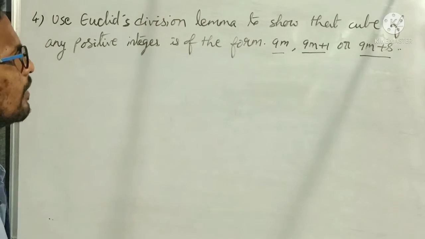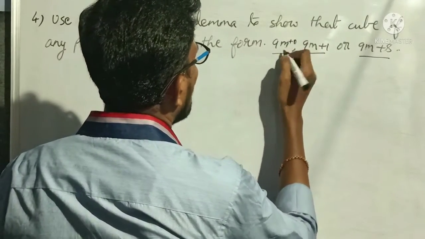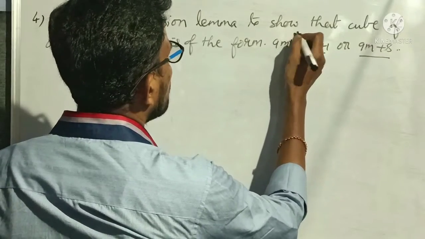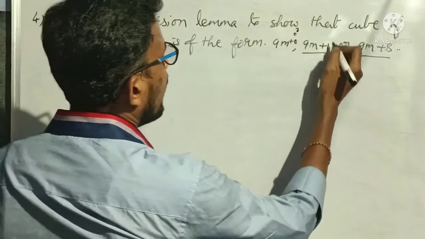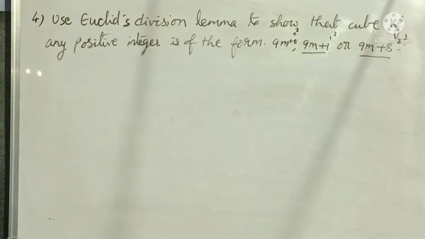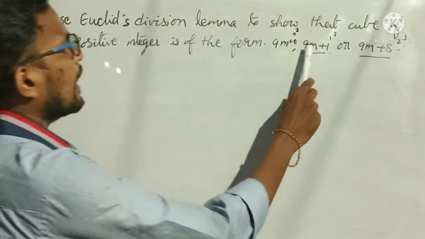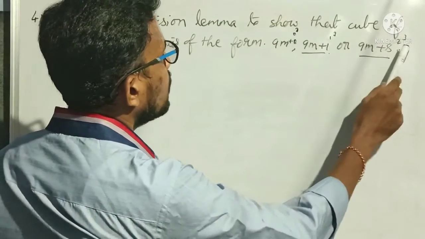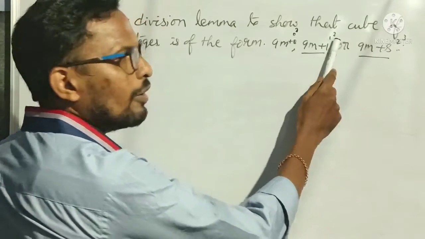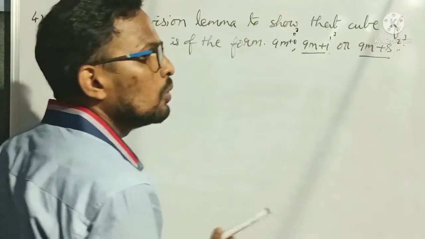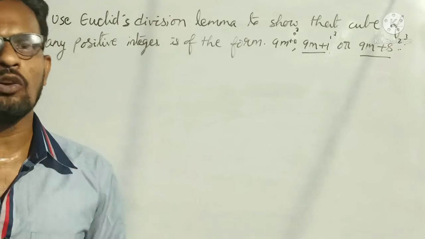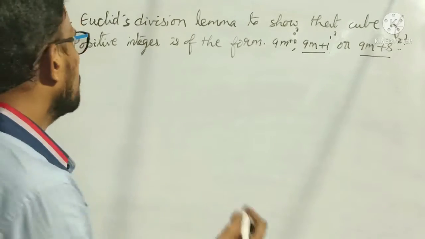So for that sake, we can use some logic here. What is that logic means? See here, 9m can be written as 9m plus 0, which is nothing but 0 cube. 1 is nothing but 1 cube, and 8 is nothing but 2 cube, right? So if we observe clearly, then 0 cube, 1 cube, 2 cube. Anyhow, we are taking cubes, no? So what are the possible values of r here? 0, 1, 2. So when r has 3 possible values, 0, 1, 2, then we can take divisor b as 3 only, no? Yes, the same I am doing here.